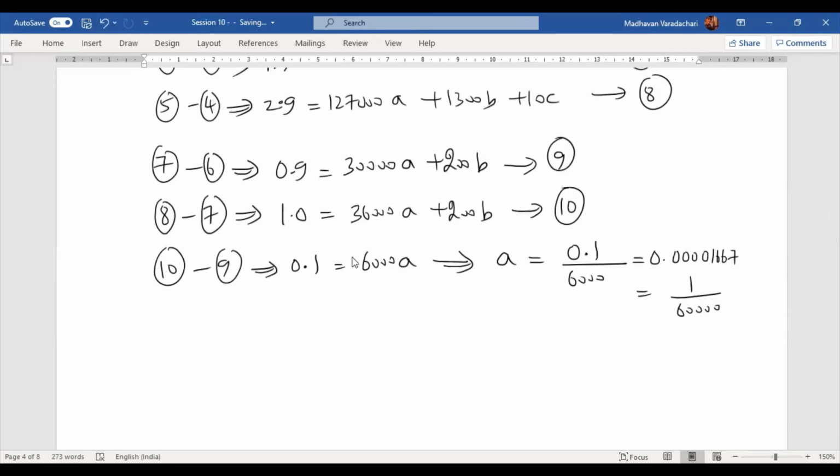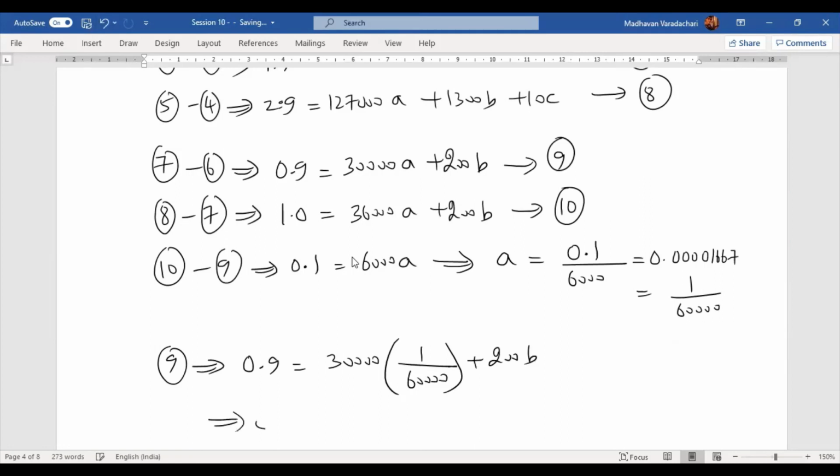Let me say 9th equation, 0.9 is equal to 30,000 into A. A is 1 by 60,000, plus 200 times B. So what do we get? 0.9 is equal to 30,000 by 60,000, which is actually 0.5, plus 200 times B. That means our 200B is 0.9 minus 0.5, which is 0.4.